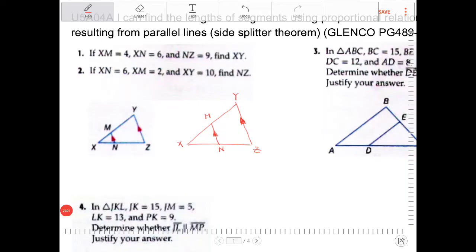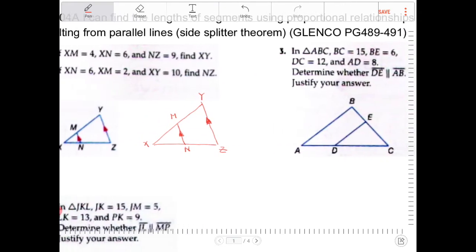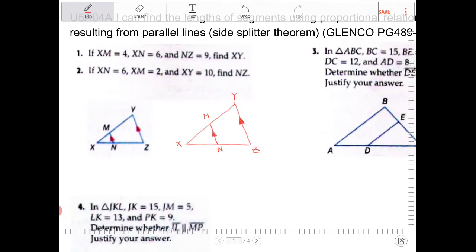Hello students, in this video I will go through exercise U5A04A where I will be applying the side splitter theorem to the various exercises. And the exercises are taken right out of the Glencoe book from page 489 to 491. Let's take a look.